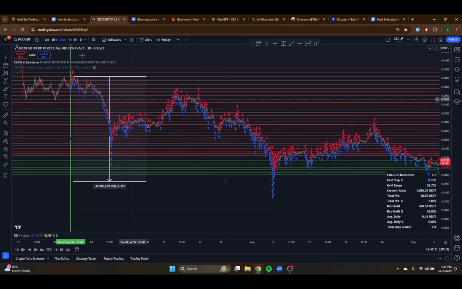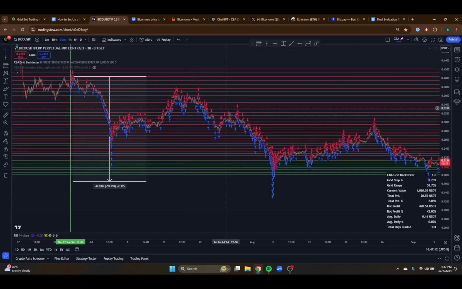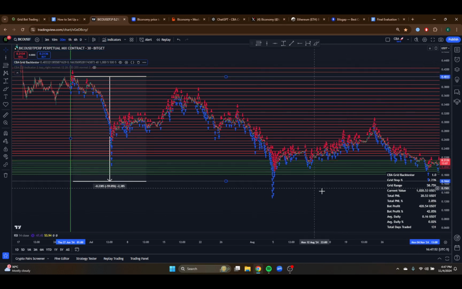And like I said here, if the cryptocurrency has enough volatility, the bot can still generate profits even when the market is moving on a downtrend. And that is what happened here. The market dropped about 60% and we're still in a positive PNL. I know it's not looking attractive, but that is what we're going to do right now. We're going to optimize this.